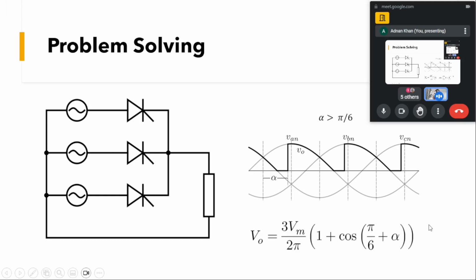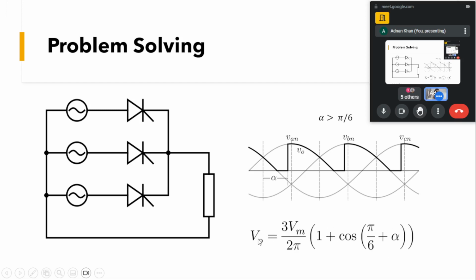Because what is being asked in the question is that our load is resistive, we have to use this equation. The idea we need to understand from this question is to take the resistive load into consideration. For the resistive load we cannot have this negative voltage, and therefore our output equation would change. So we have to take this equation, not the first one.